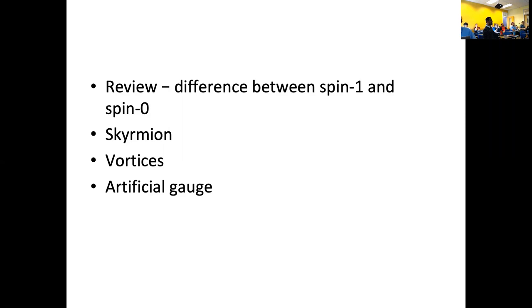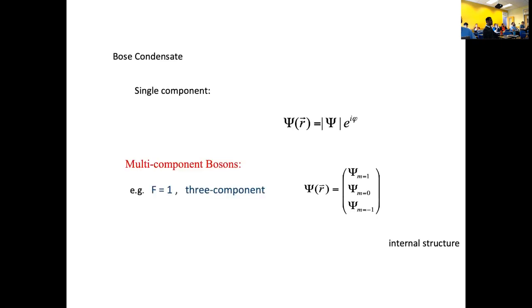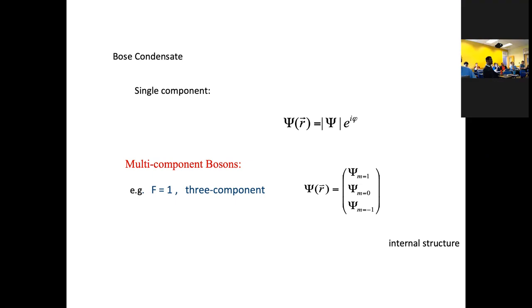In the second part of the talk, I will talk about both experiment and theory, although very briefly, on artificial gauge fields in spin-1. And that part is actually done all in our own institute. I'll tell you the people that are involved. So start with Bose condensate first.